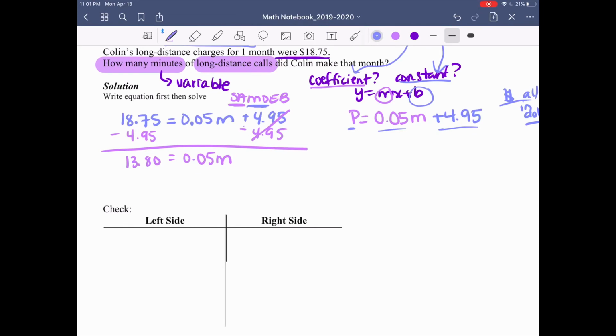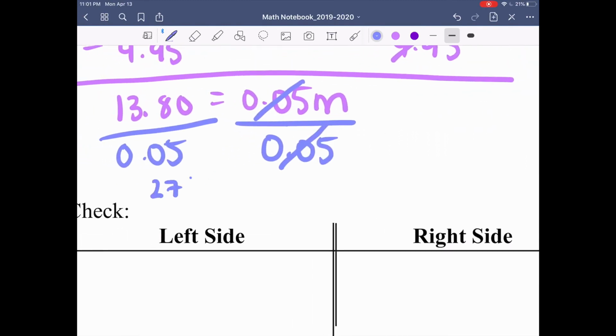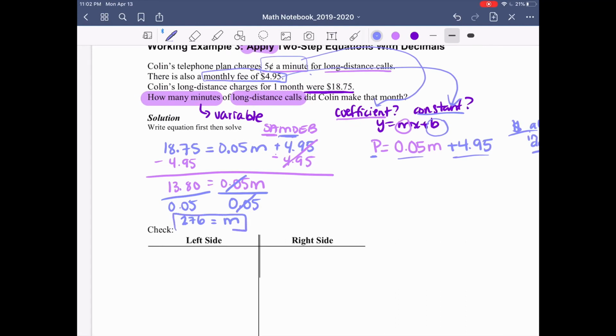So now we did the subtraction and addition. We have to do any multiplication and division. Here, the variable is being multiplied by 0.05. The opposite is to divide by 0.05, and what you do to one side, you have to do to the other. So 13.80 divided by 0.05. These cancel, and what you're left with, when you solve this, is 276 is equal to m. So the number of minutes he talked in long distance calls was 276 minutes in the month.